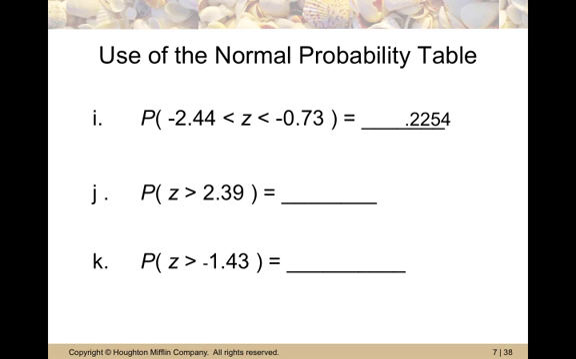All right, now let's just do some that are to the right. So remember, when it says greater than, you're going area to the right, so you do 1 minus whatever the table entry is for this particular z-score. So you look at 2.39, do 1 minus that area to the left that it gives you, and you get 0.0084. Z greater than negative 1.43, do 1 minus the area to the left, and you get 0.9236.